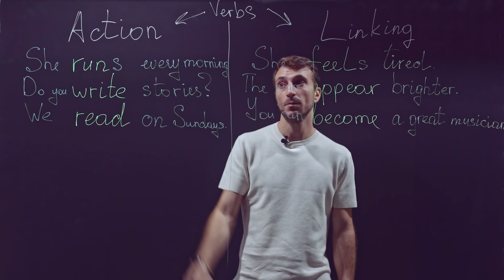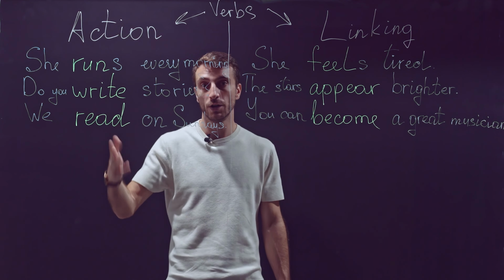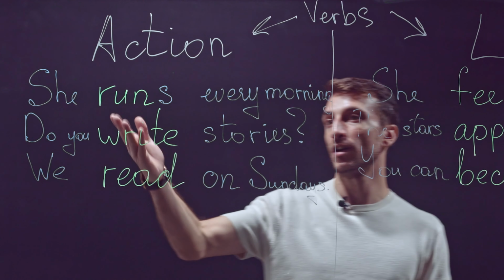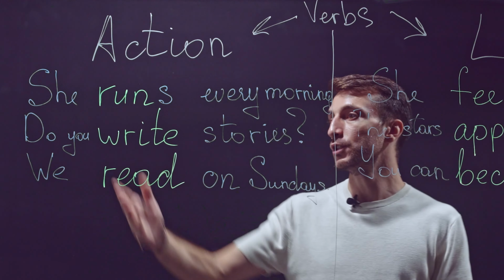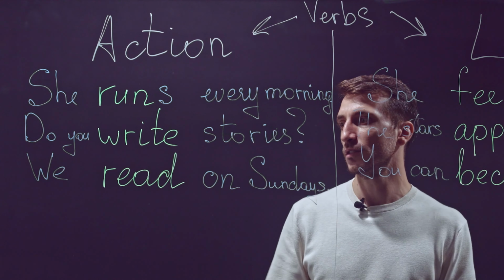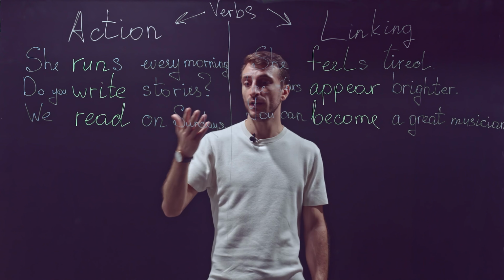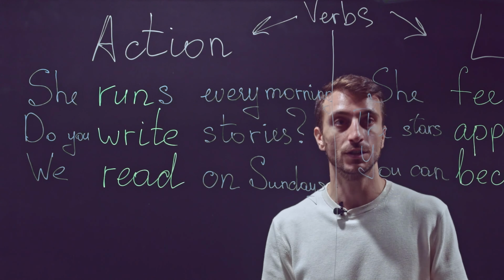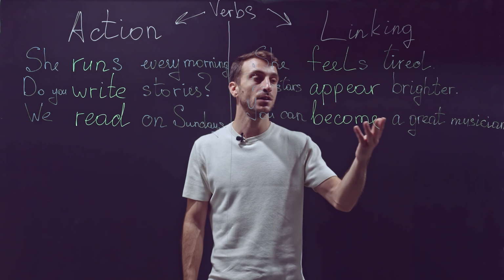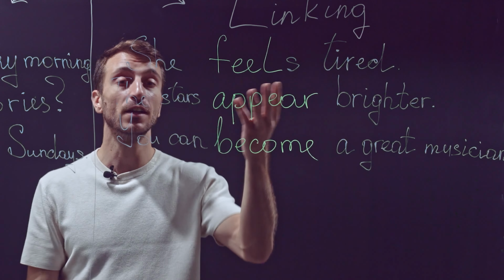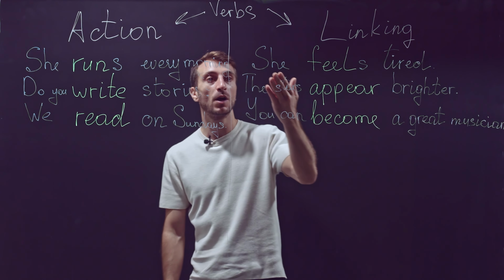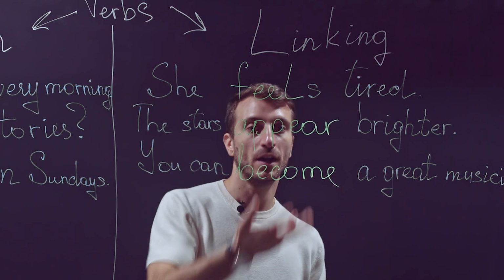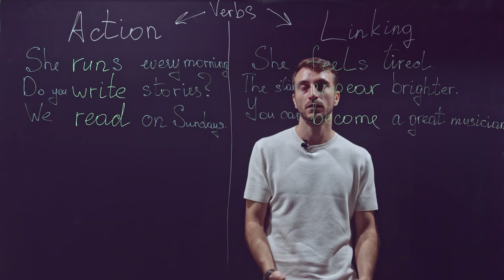And here are some examples of action verbs and linking verbs in sentences. She runs every morning. Do you write stories? We read on Sundays. So as you can see, these verbs show action. She feels tired. So the linking verb feels provides more information about the subject, about her. The stars appear brighter. Let's say on a clear sky.